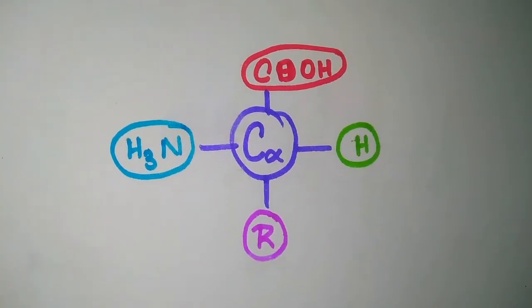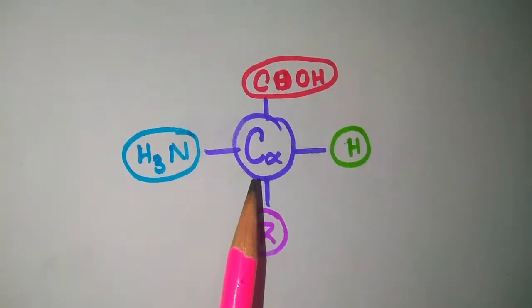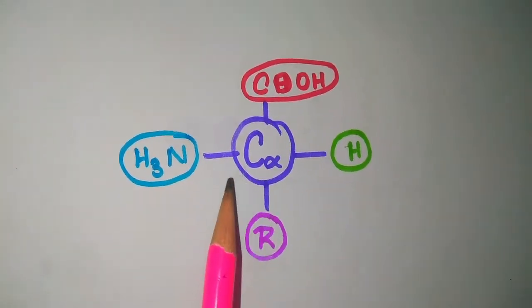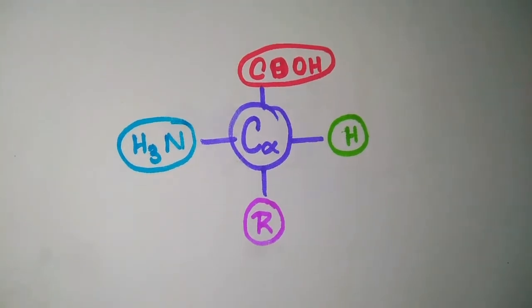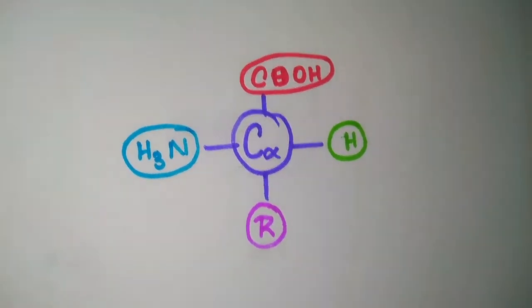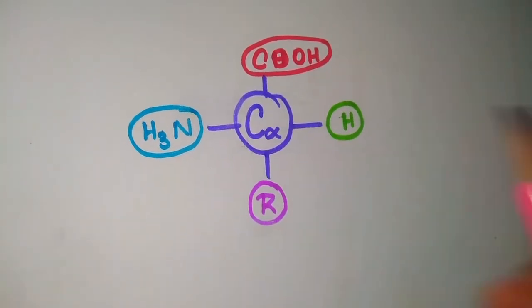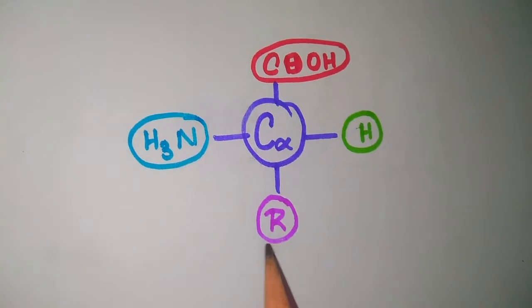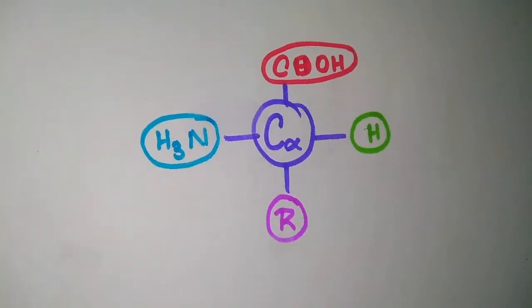So what are amino acids? Amino acids are compounds where we have an alpha carbon, and to this alpha carbon there are connected 4 groups. Now these 4 groups are usually different in most cases, but in one single case the R group and the hydrogen group are the same, which means that the R group is basically a hydrogen and nothing else, and that case is that of glycine.